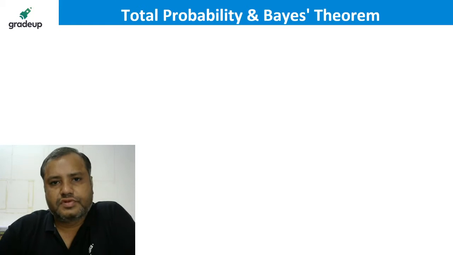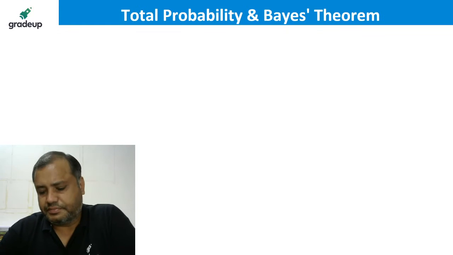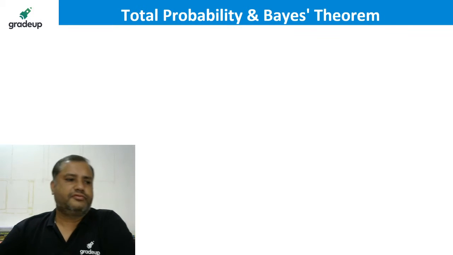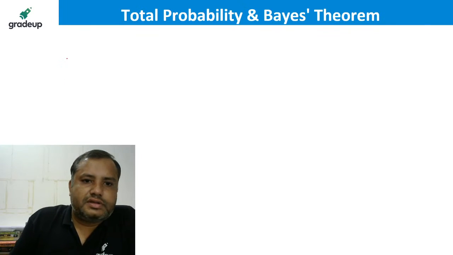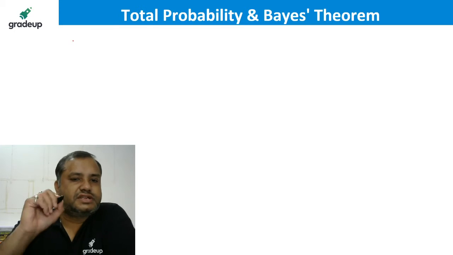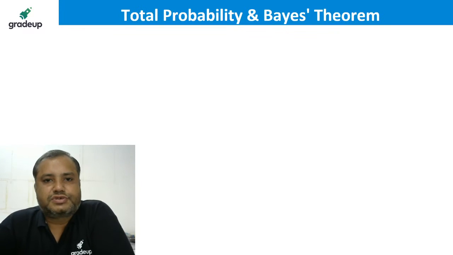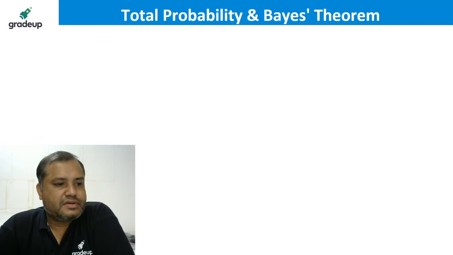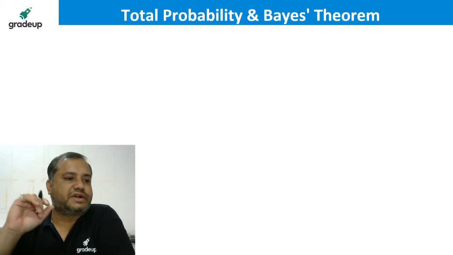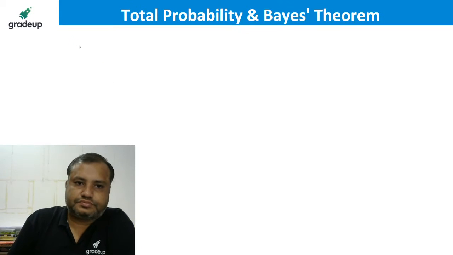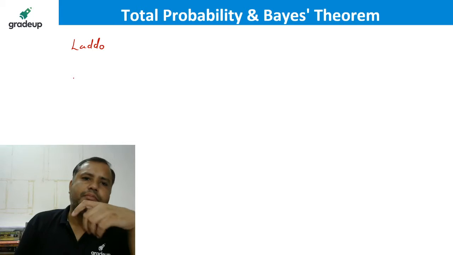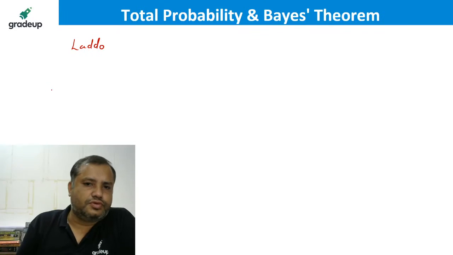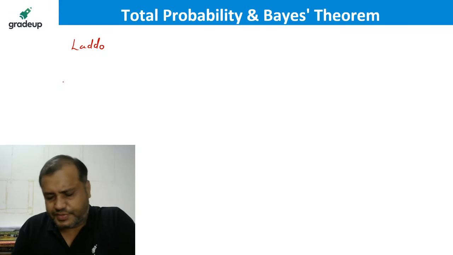So coming on to the concept of total probability and Bayes theorem, I will develop this concept with this small story, that there is a student in your school or college who is not good at studies. Okay, his name is Laddu. Laddu is not good at studies, but he is always doing some mischievous actions in the school or college wherever he studies. He may be your classmate.